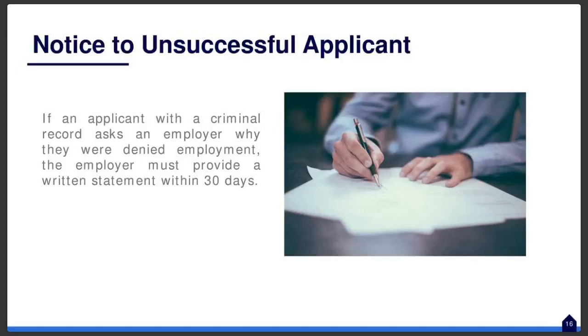Certainly give it careful consideration when it happens. Not that common that an applicant actually asks at that point, but there is that obligation there that goes beyond the Fair Credit Reporting Act.